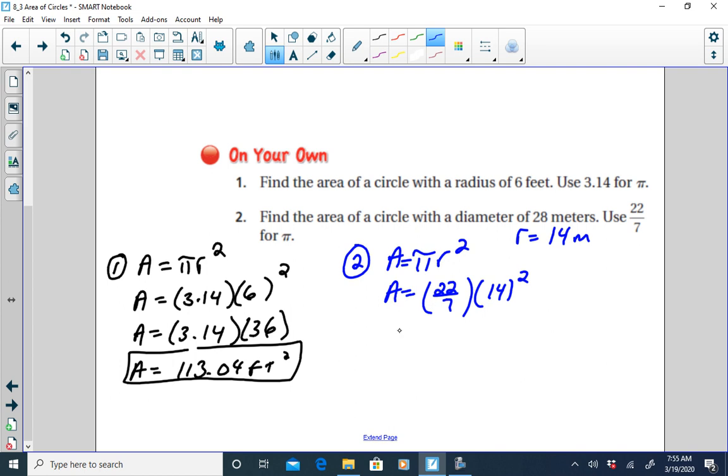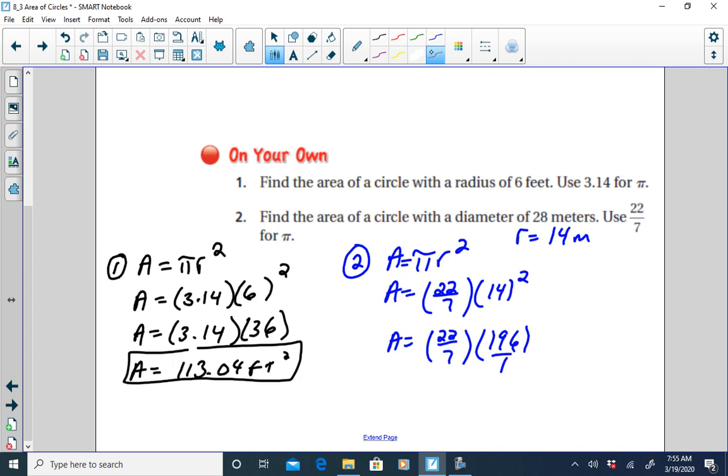Now we're told to use 22 over 7 for pi. So anytime we're asked to use 22 over 7 for pi, I always like for my students to try to do the problems without a calculator so that you practice your computation skills with your fractions. So the next step is going to look like this. 22 over 7. 14 squared is 14 times 14. That is 196. We put that over 1.